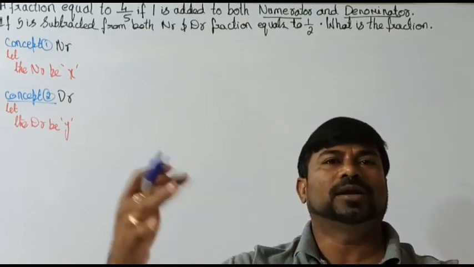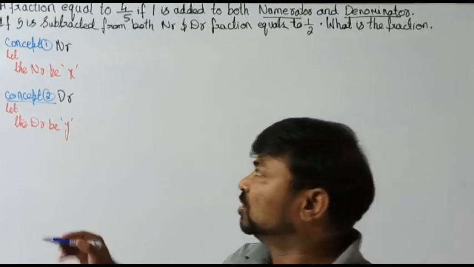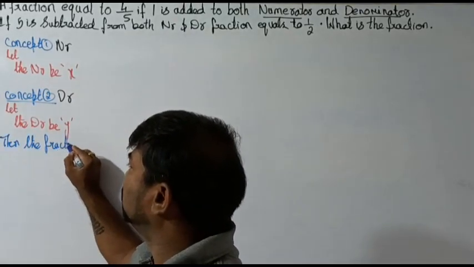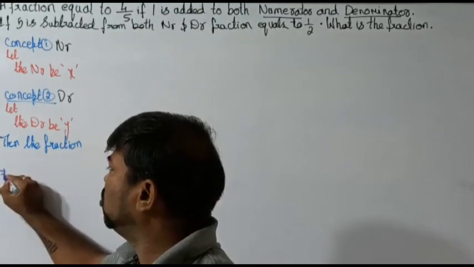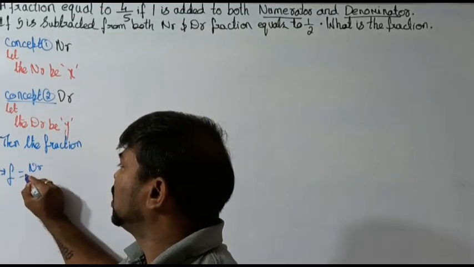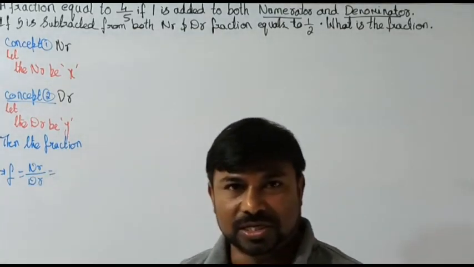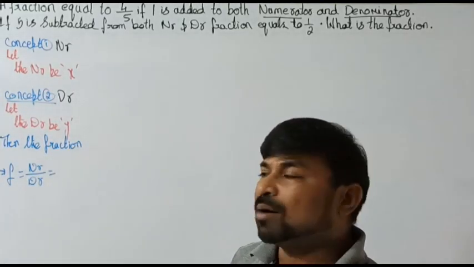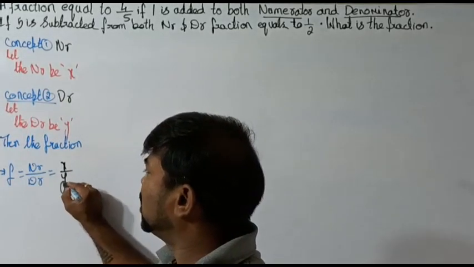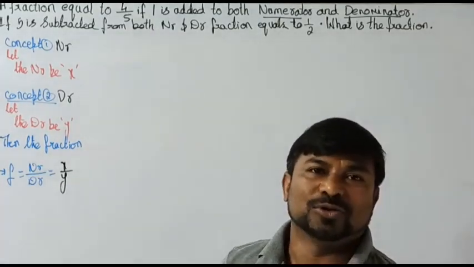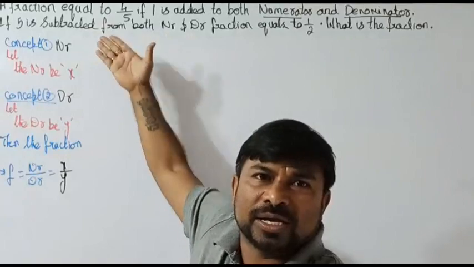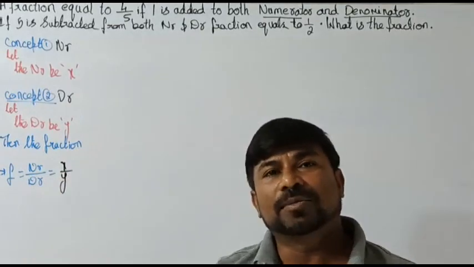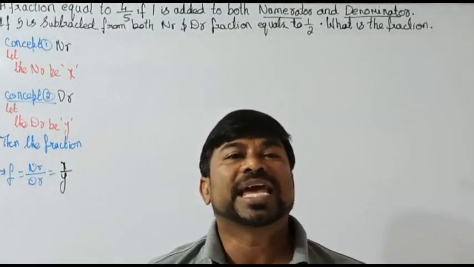Now, we are not talking separately about numerator and denominator. We need the fraction. We know fraction is nothing but numerator by denominator. Just now we took the numerator as x and the denominator as y. So x by y is the actual fraction now. As I said, the two concepts are numerator and denominator. I took the numerator as x and the denominator as y, and the fraction is becoming numerator by denominator. It's nothing but x by y.